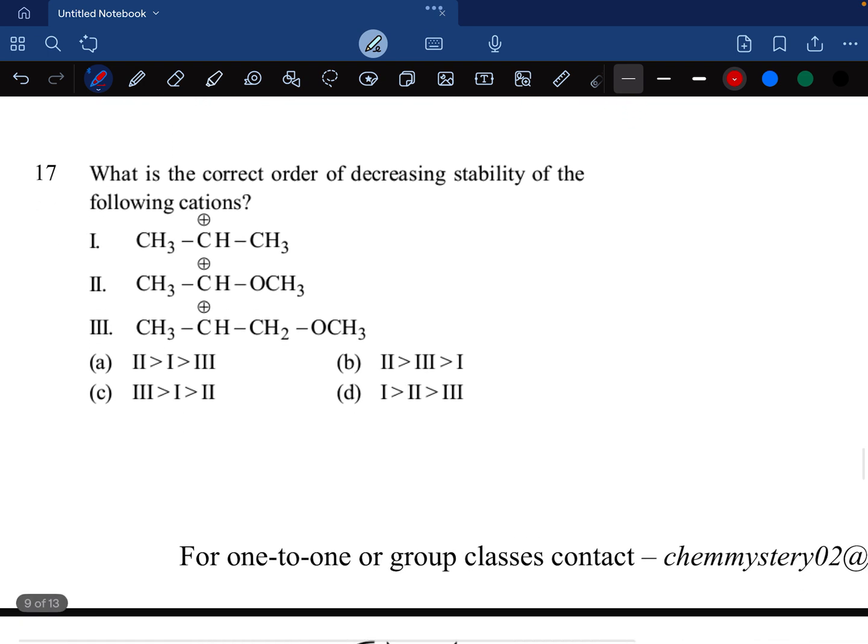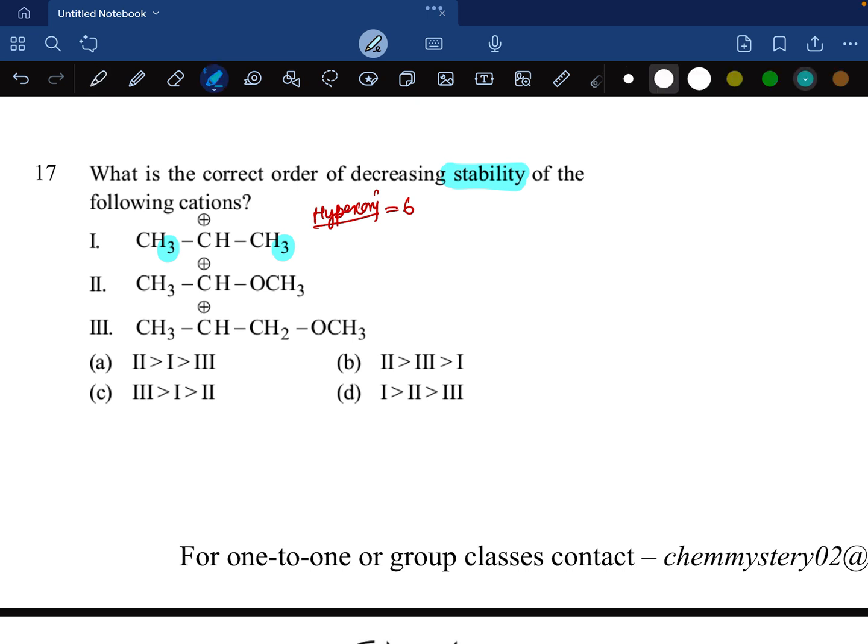17. What is the correct order of decreasing stability of the following cations? Order of decreasing stability. So we need to check the stability for the cations which are given here. What is the factor leading to the stability? Here, what factor is working? Sorry, the factor which is working here is hyperconjugation. So how many hyperconjugative structures are possible here? 3 plus 3, 6 hyperconjugative structures are possible.